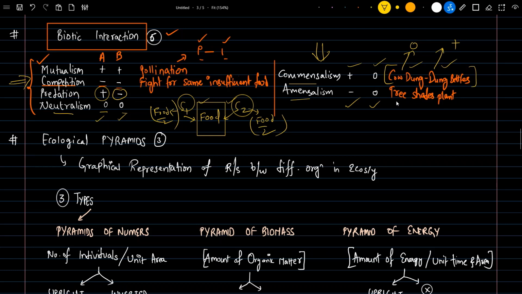Similarly, in amensalism, a tree shades a plant. The tree is zero, so it has neither a positive nor a negative effect. But while it is shading a small plant, the sunlight is not reaching this plant because the tree shades the small plant, so it is negative. So these are majorly the six biotic interactions.